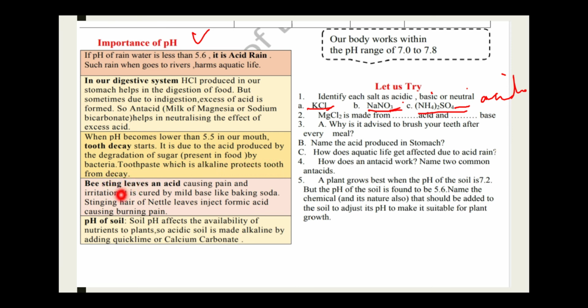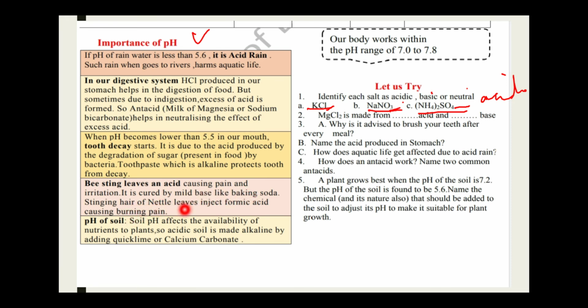So another one is bee sting leaves an acid. जो मधुमक्खी होती है, जो काटती है, तो उसके बाद हमें इचिंग होने लग जाती है, दर्द होता है, बिकॉज इट लीव्स एन एसिड विच कॉज़ेज़ पेन एंड इरिटेशन. इट इज़ क्योर्ड बाय माइल्ड बेस लाइक बेकिंग सोडा. हम उस पर बेकिंग सोडा अगर मल लेंगे जहाँ पर भी मधुमक्खी ने काटा है, तो हमें आराम मिलेगा.